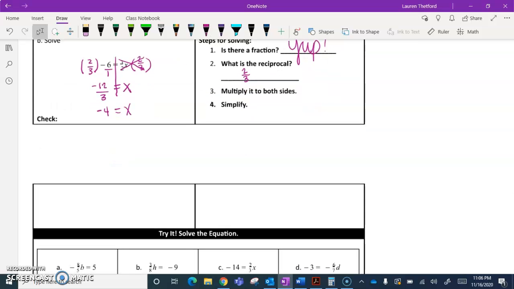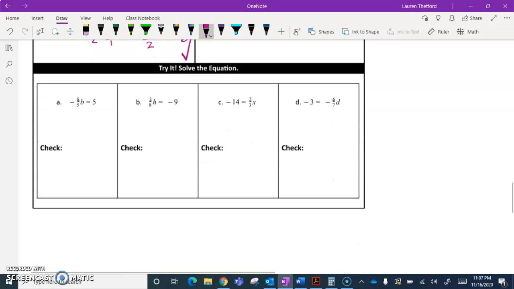So now let's check. So if I plug in a negative 4 where my x was, I should get negative 6 if I found the correct x. So I'm going to put 4 over 1, and now we're going to multiply. 3 times negative 4 gives me negative 12. 2 times 1 gives me 2. Negative 12 divided by 2 gives me negative 6, which is what it should equal if we did it correctly. So yes, I did that right.